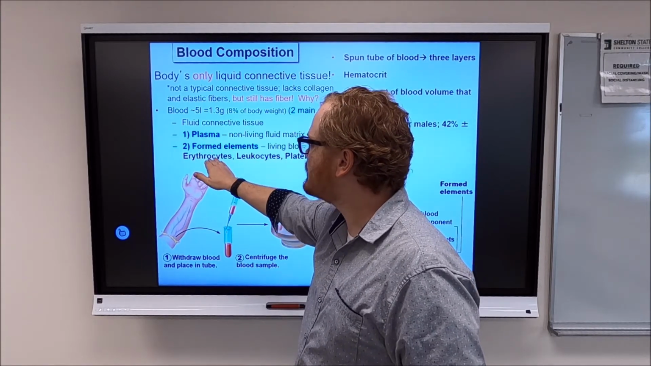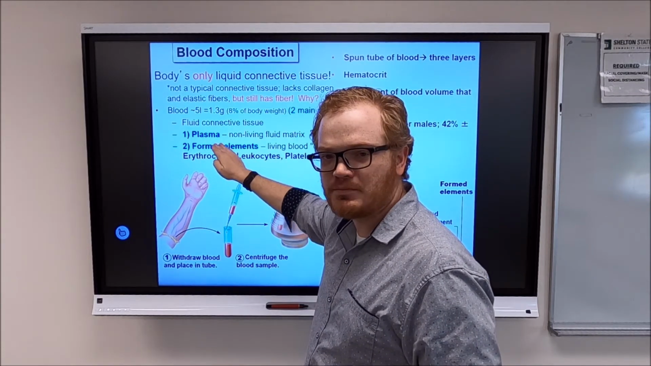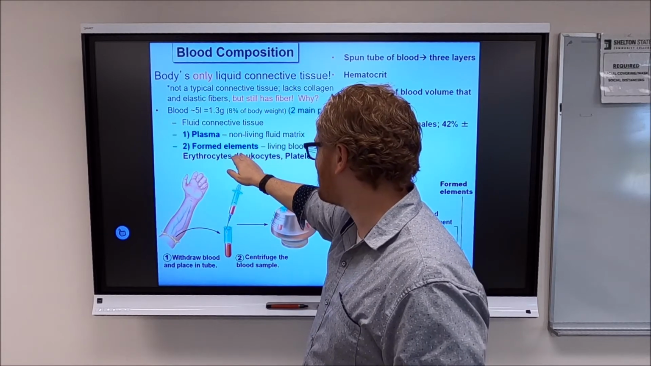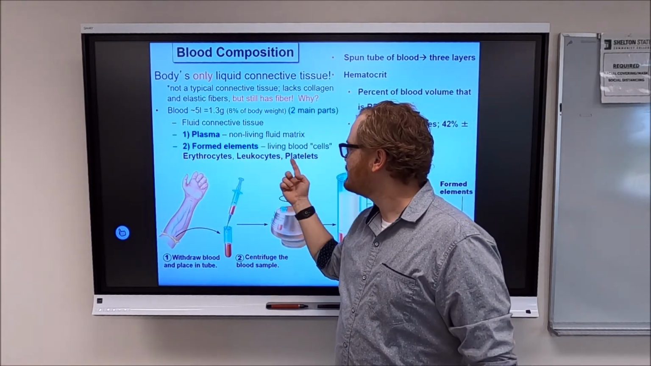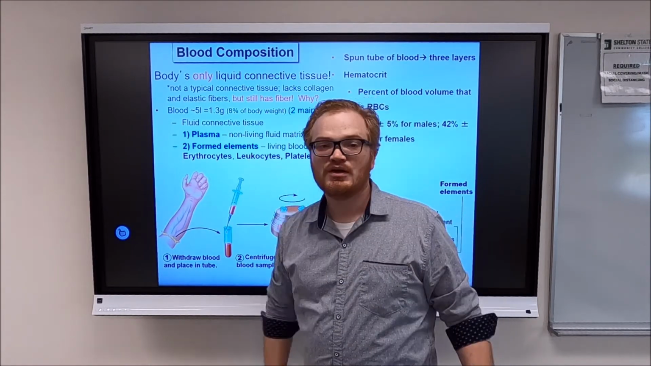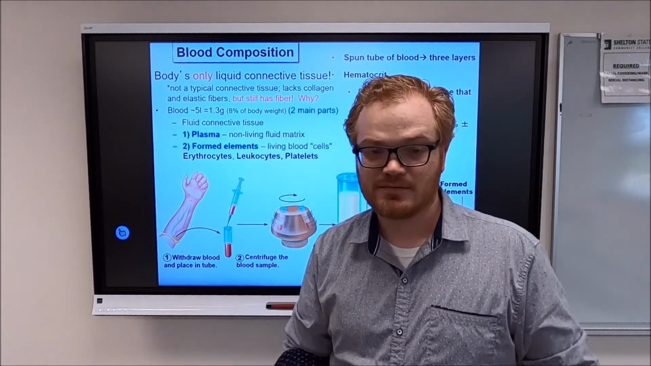And very important here are the formed elements, okay? The formed elements, these are the living cells. These are the erythrocytes, the leukocytes, and the platelets. You need to be friends with these.